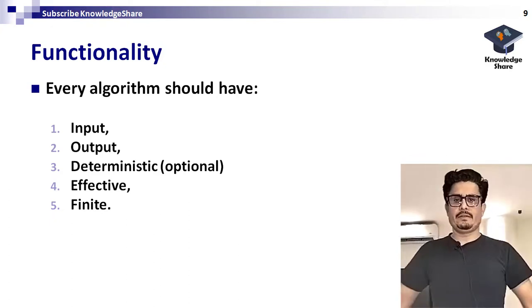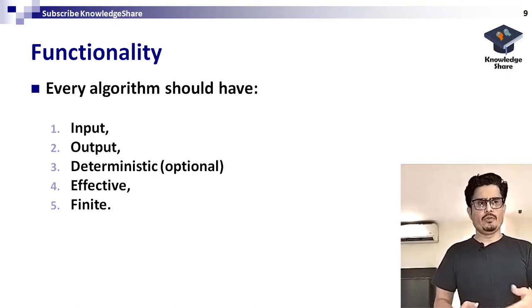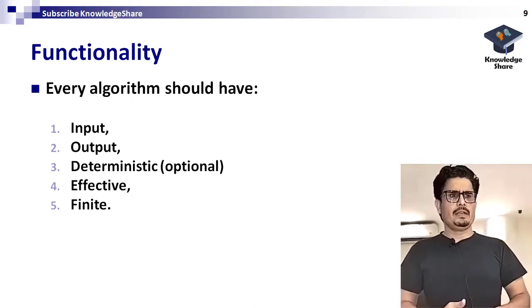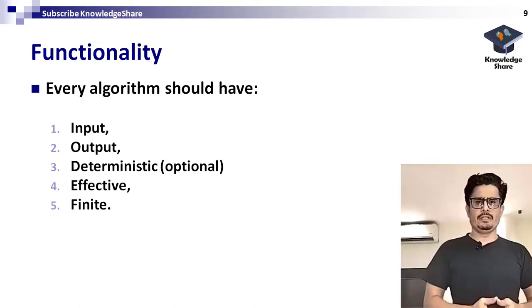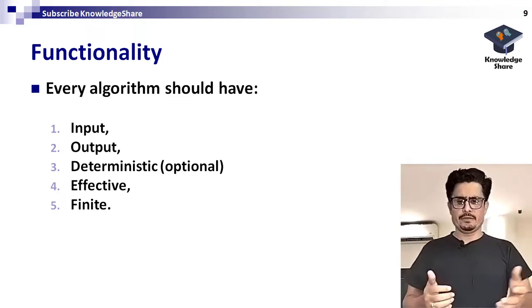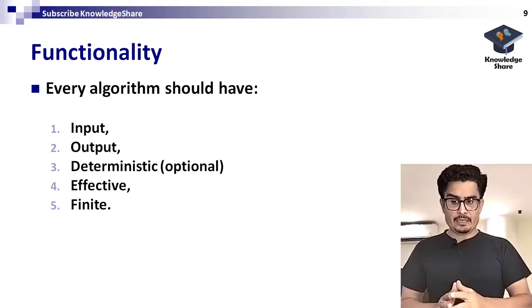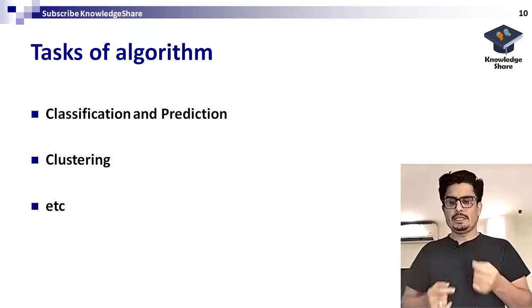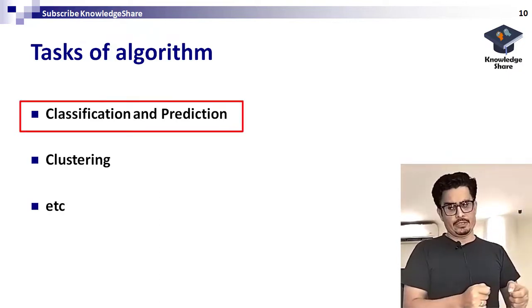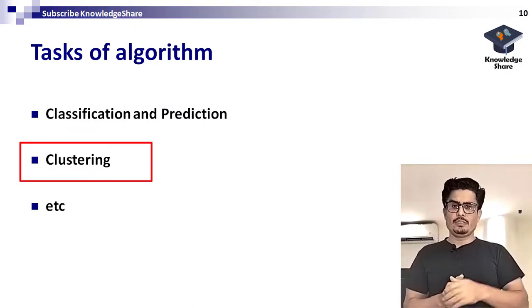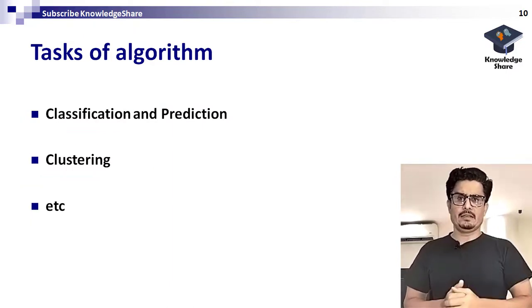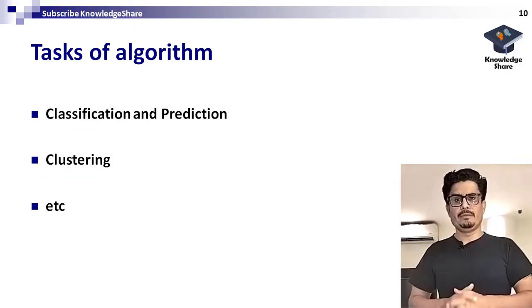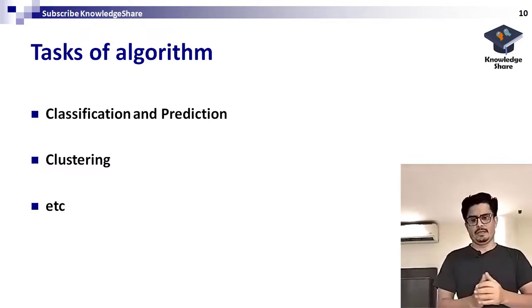There are different tasks of algorithms. We have discussed the goals of algorithms, like face detection, rumor detection, and video action recognition. But right now we are discussing the different tasks. The most important tasks are classification and prediction, and then clustering. These are the very basic tasks of algorithms in machine learning and deep learning.